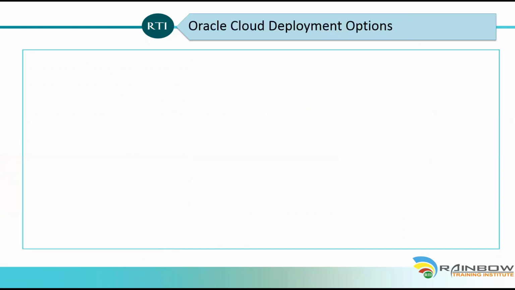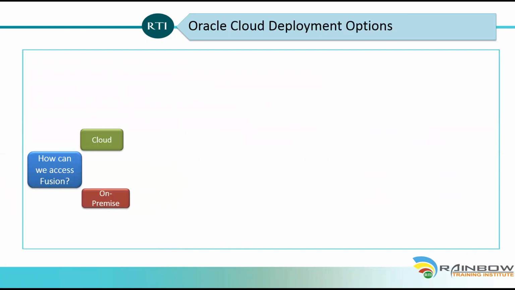Let us say in your company, if you're thinking of going to Fusion application, the first thing is how would you like to access the Fusion? Do you like to access it in the cloud or on-premise? If you like to access it on-premise, you need to buy the Fusion product itself from Oracle, and like how you are maintaining the typical E-Business Suite, PeopleSoft, or any custom application, just buy the whole Fusion application product and install it on-premise.